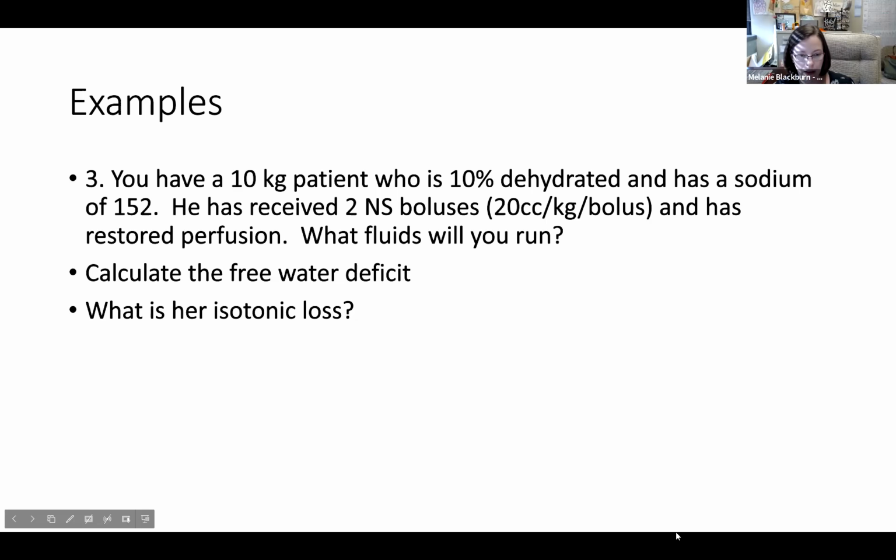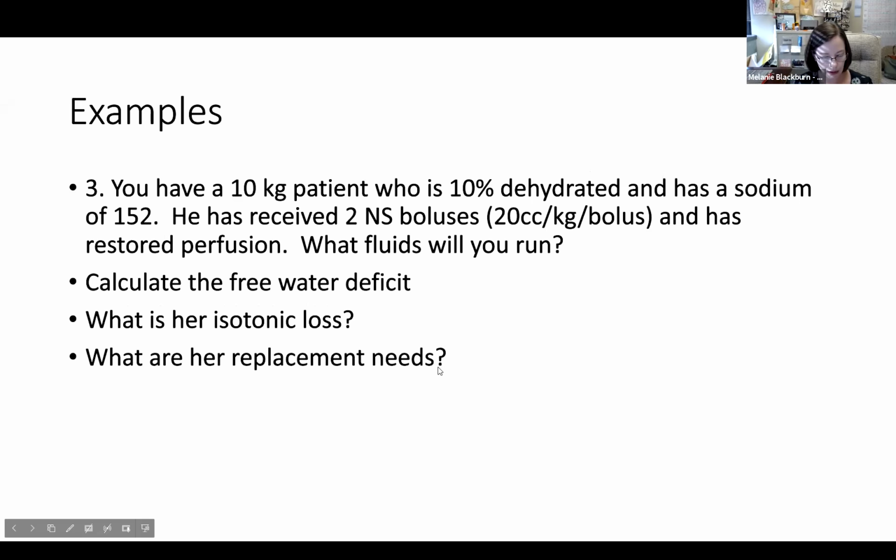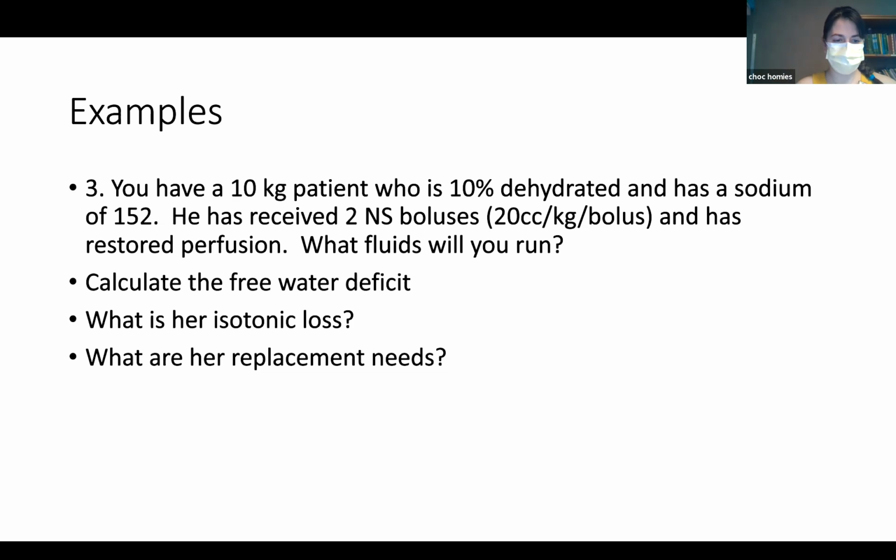If you calculate her replacement needs, then you will look at that total fluid deficit minus the water deficit, which is going to be 486 milliliters. And then you're going to subtract out her boluses, which how much fluid, if she got 20 per kg times 2, how much fluid would that be? Assuming they used her not corrected weight, that would be 400. Good. So if you take that, then that's the rest of your replacement that you're going to need.